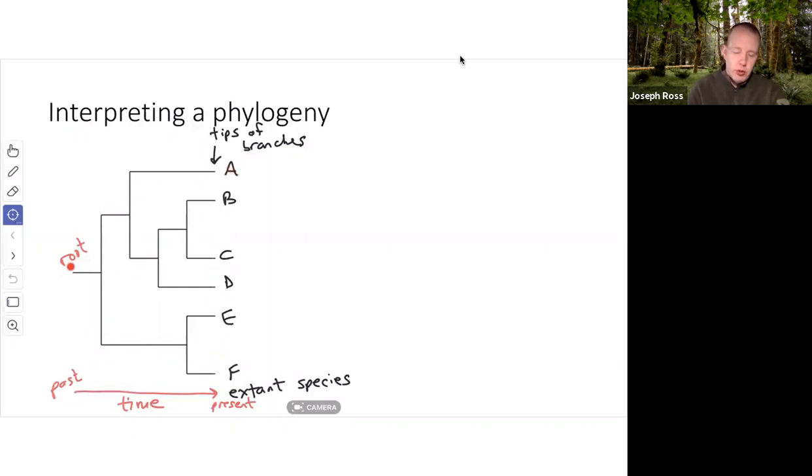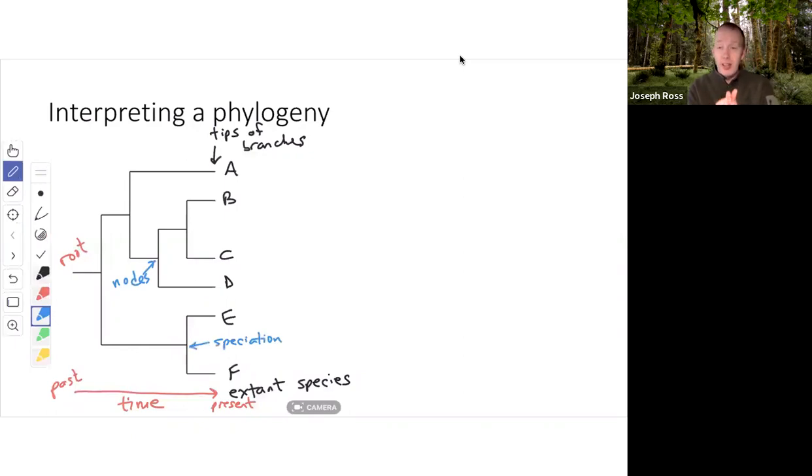So we've talked about the root of the tree and the tips of the branches. And then there are also nodes. So every time a branch splits into 2 branches, that's referred to as a node. And that point in time essentially represents, well, in the case of a species tree, which again this is, a node represents the place where speciation occurred. Where one lineage became 2 separate lineages.